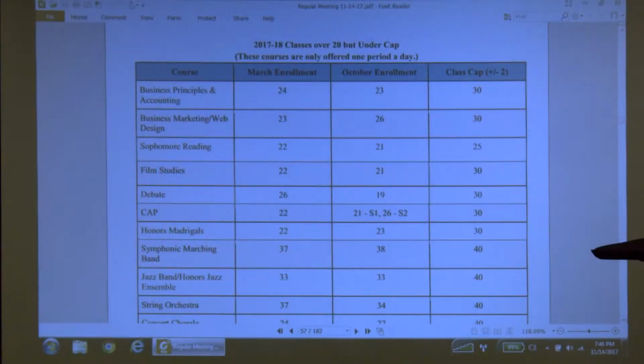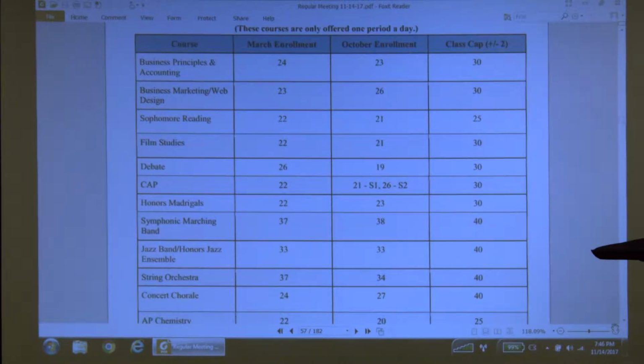So the next chart is looking at classes that are only offered one period a day. So we only have one section of, for example, business principles and accounting. That course is only offered once a day, so we only had initially 24 students that were interested. And then you can see where our current enrollment is. So as you go down the chart, many of the courses increased or decreased by 1 or 2. Obviously the big thing that's notable is debate.